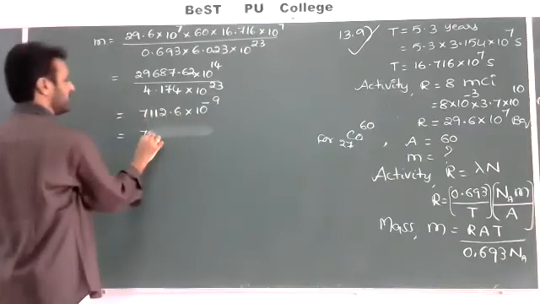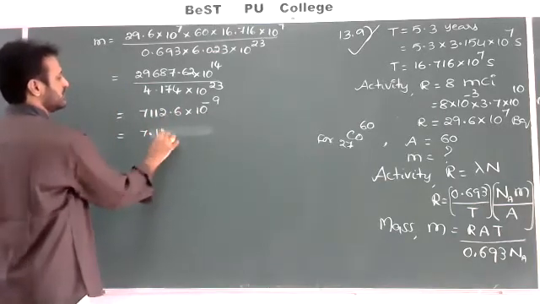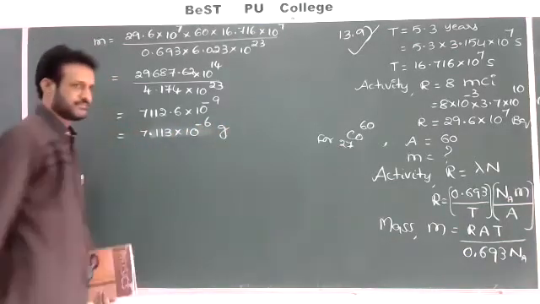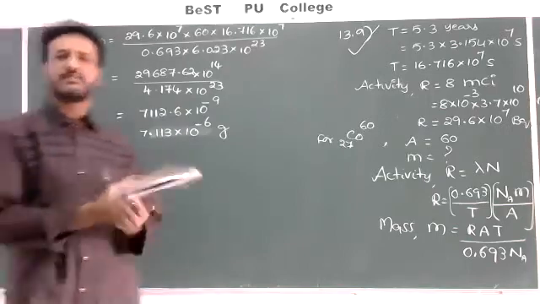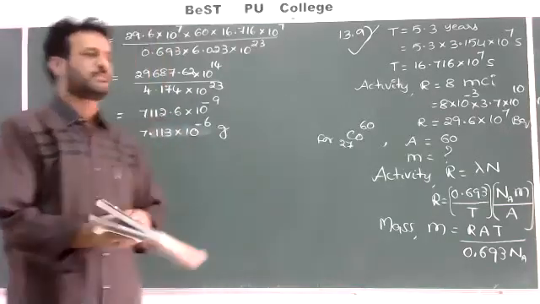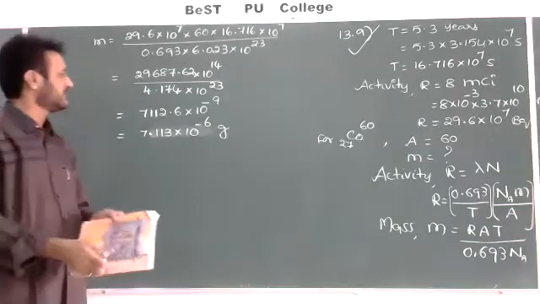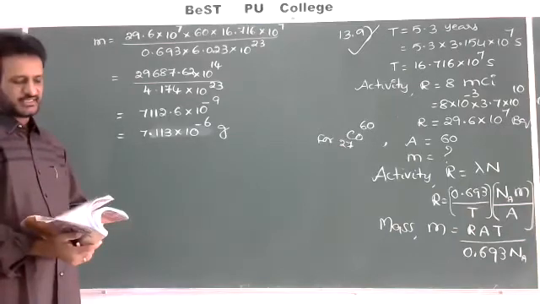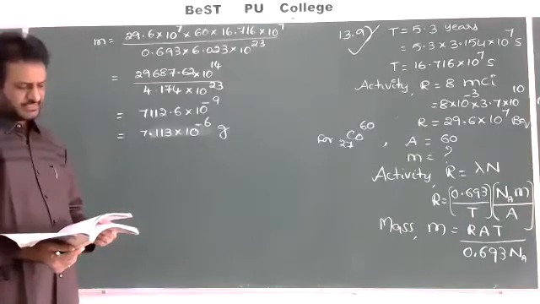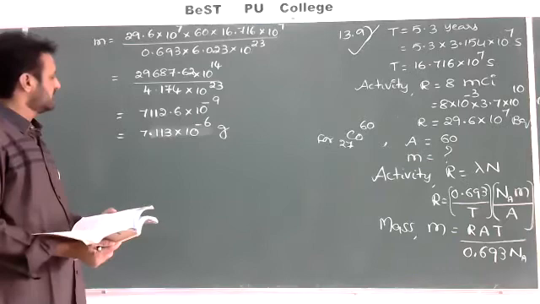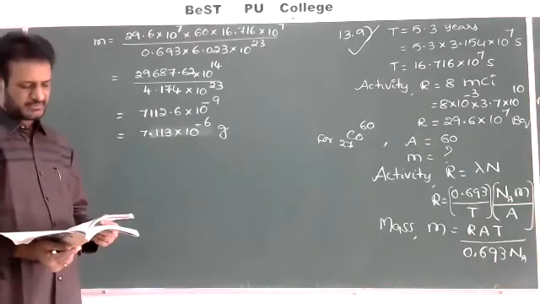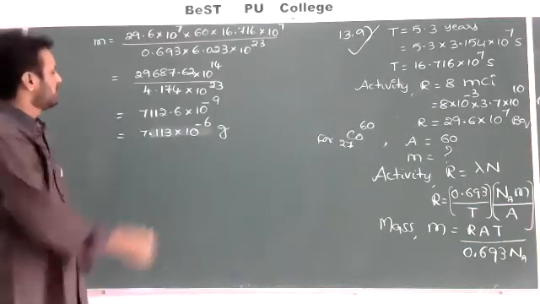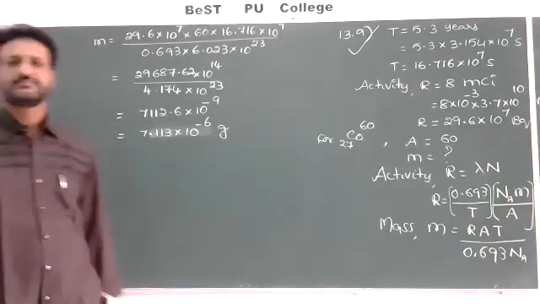For example, if you write 7.1126, rounding off to 3 digits, into 10 to the power of minus 6 grams, 7.113, approximately 7 grams. 7.113 into 10 power minus 6 gram. Check the textbook answer they have given: 7.126, nearly the same, into 10 power minus 6 grams. Correct. Or round off to 7.12 nearly.